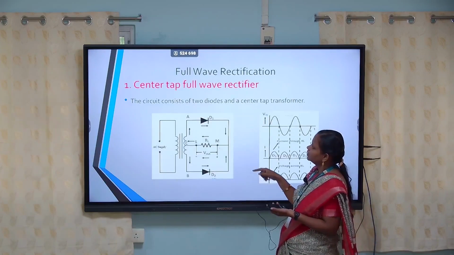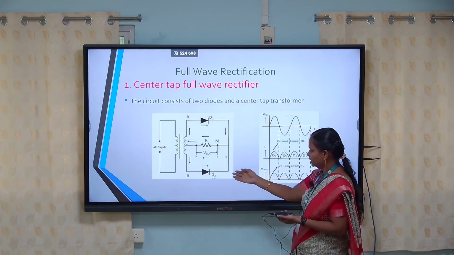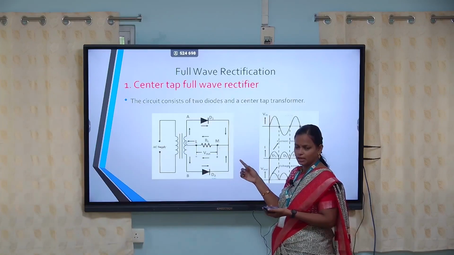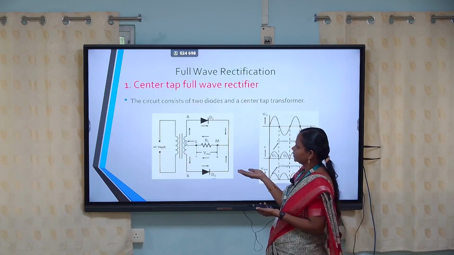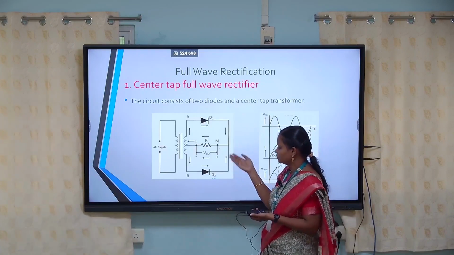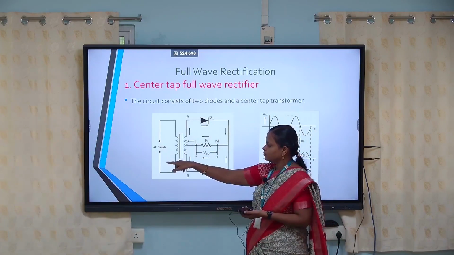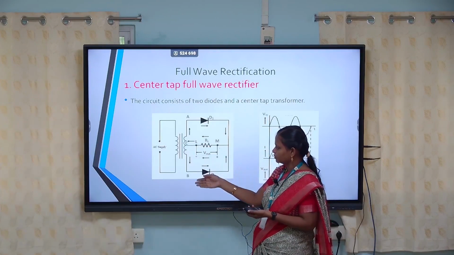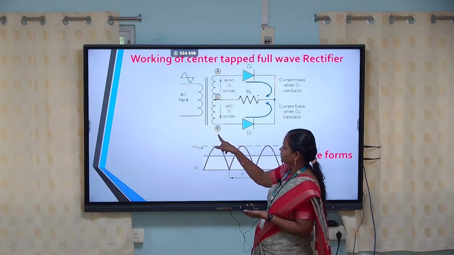In the case of the first type of full wave rectifier, that is the center tap full wave rectifier, the circuit is shown here. In the half wave rectifier we utilized only one diode. Here, instead of one diode, the center tap full wave rectifier needs two diodes named D1 and D2. During the first half cycle of the AC input voltage, end A becomes positive and end B becomes negative.